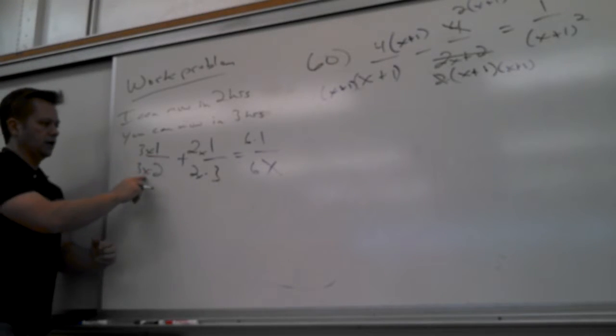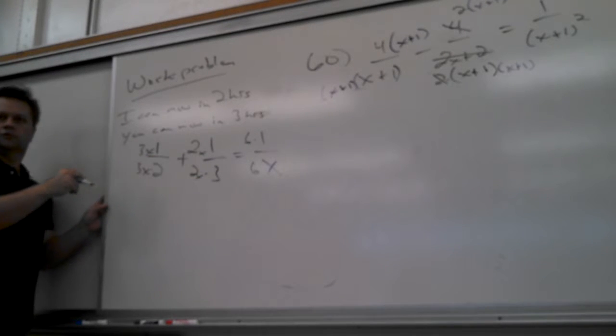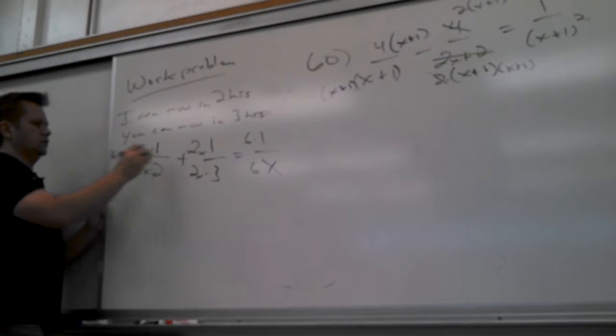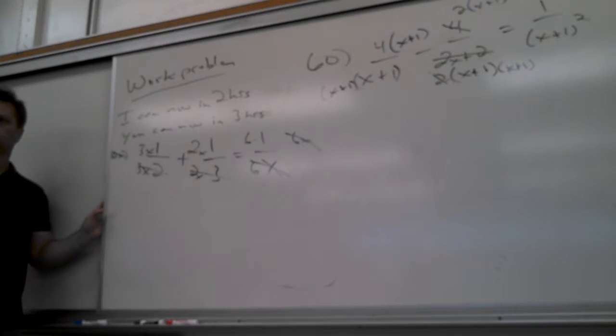So what's this look like now? What can I do? Cancel. Why? Is it all the same? No. Is it an equal sign? Good, because it's an equal sign, so I can multiply both sides by 6x. Bam, bam, bam, bam, bam.